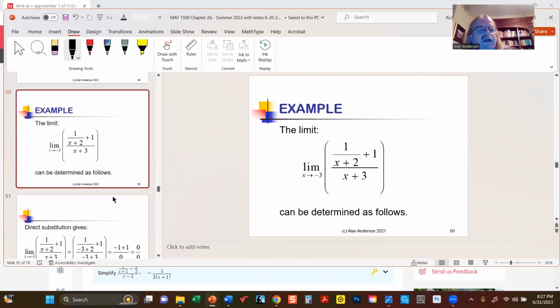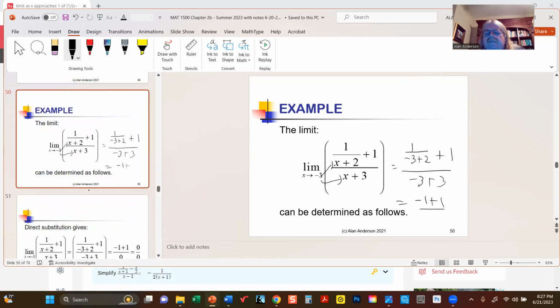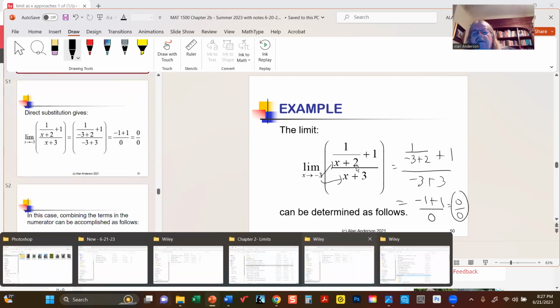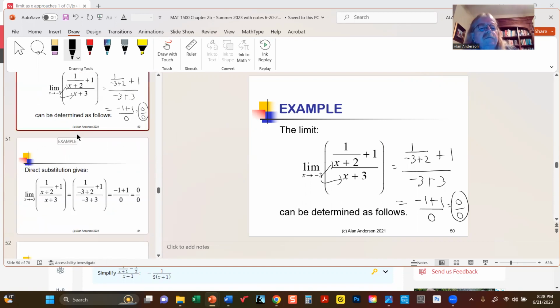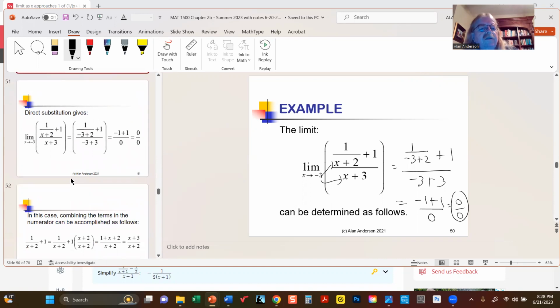All right. The first thing you do is observe directly that direct substitution is going to give us a problem. Because we'll have 1 over (minus 3 plus 2 plus 1), or minus 3 plus 3. And there you go. All right, so what do we do? Well, I think it's going to be very much like the one we just did. We're going to have to figure out a way to consolidate those two terms in the numerator. So let's try this.